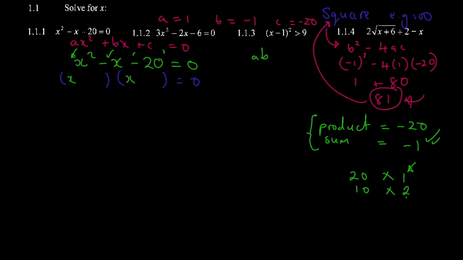I get 2. And notice that I didn't actually change the product. The product is still the same. This is 20, this is 20. So I can keep on doing this exercise until I have numbers that can give me a sum of -1.